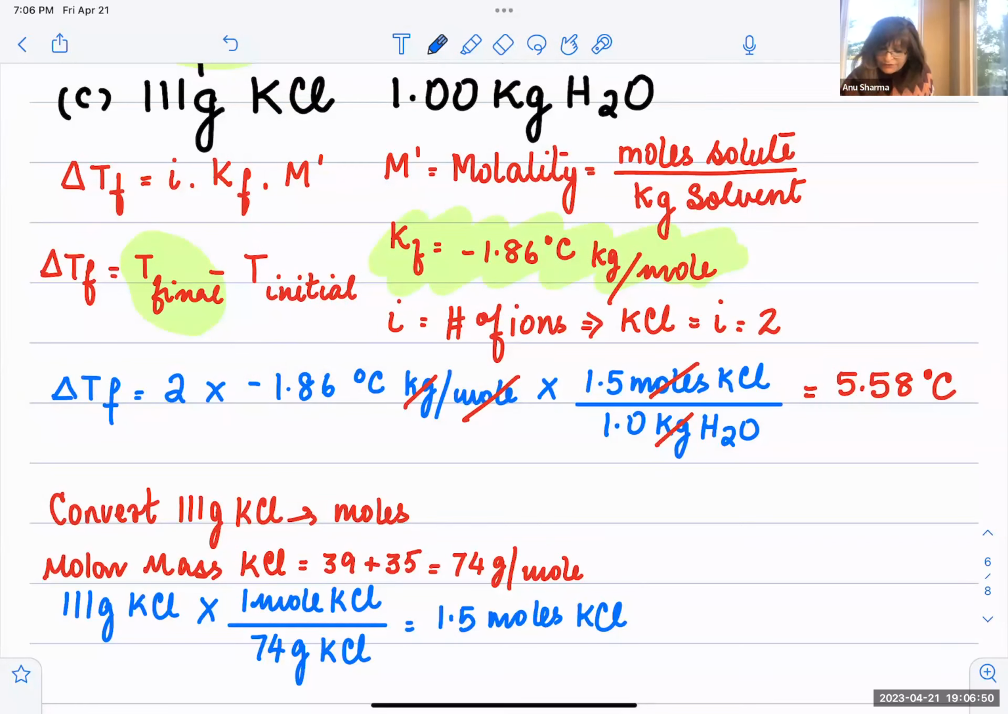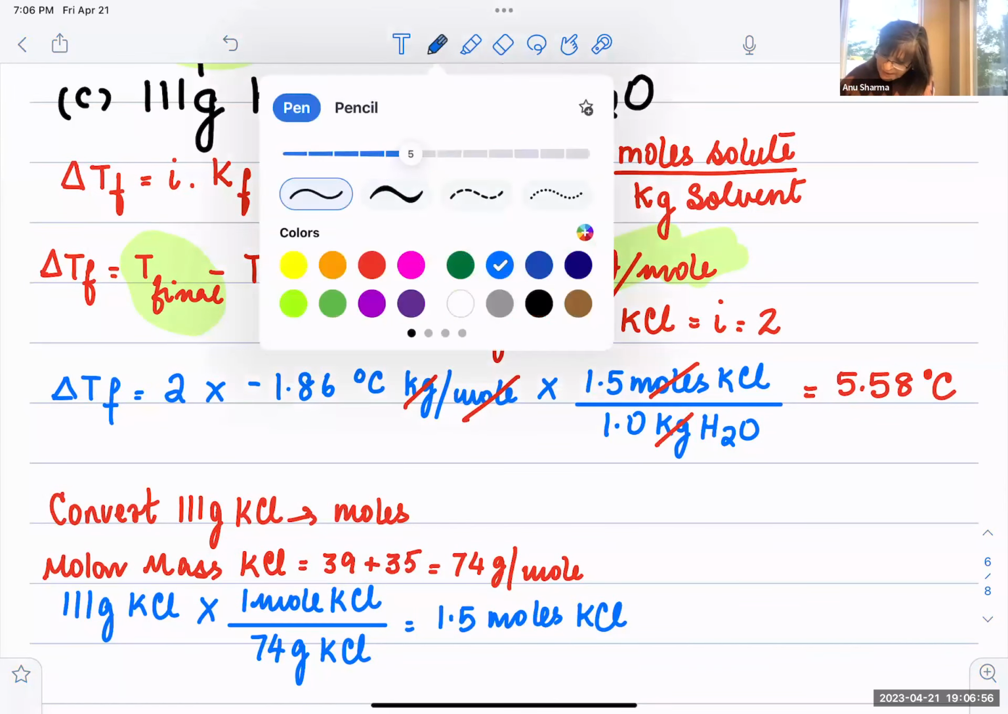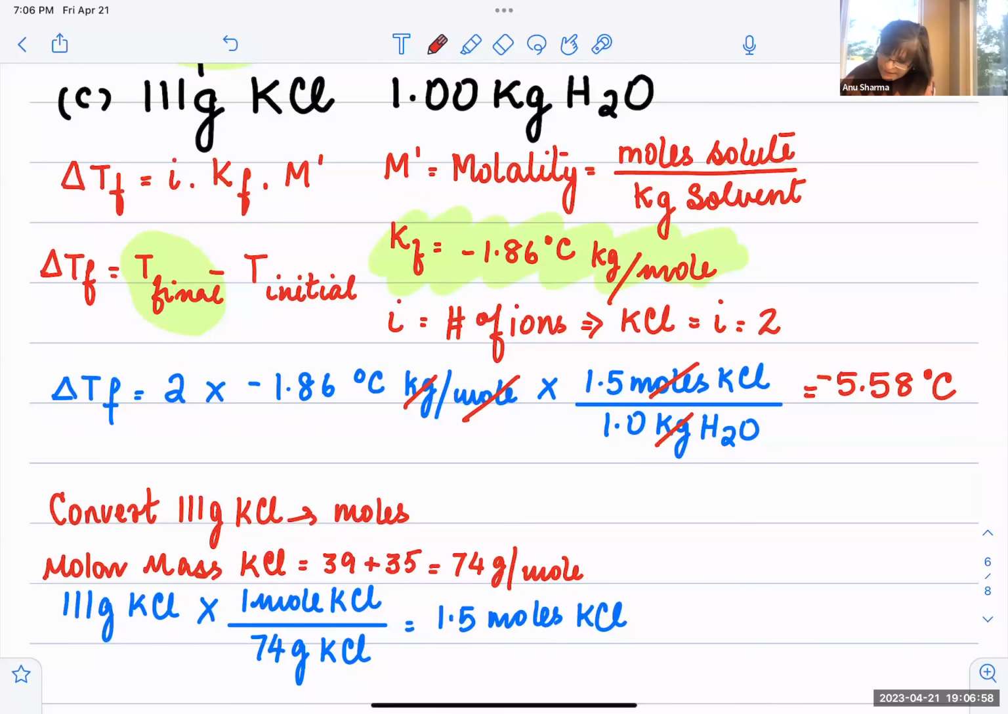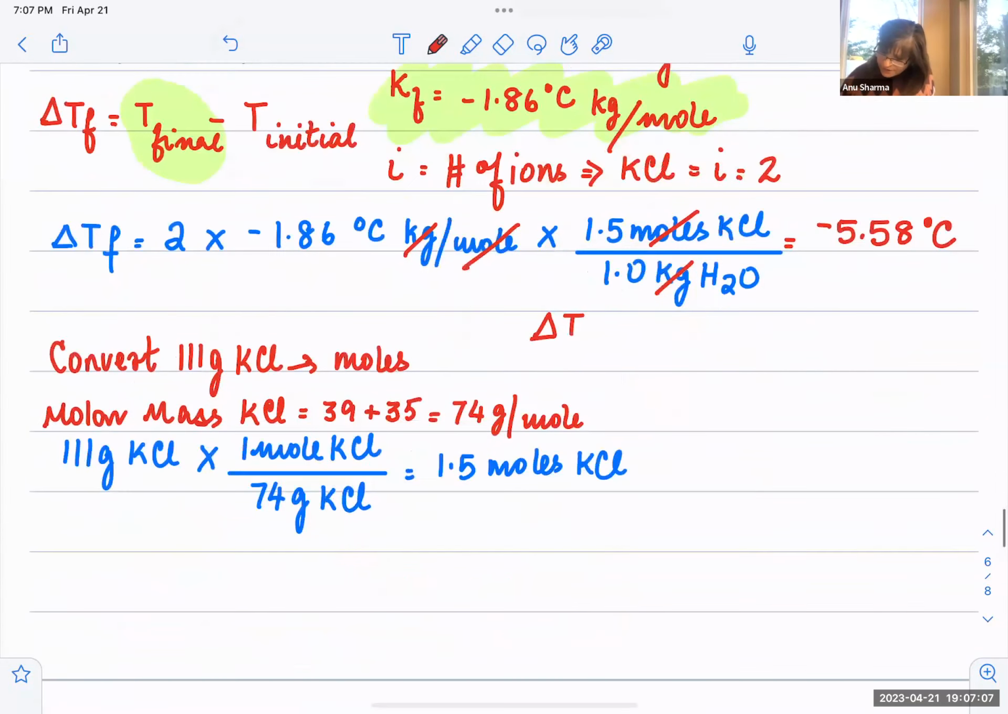Okay, so what is the final freezing point? Interestingly here, this is negative. This will still be negative, and it makes sense also. This is equal to negative. So this is delta T. Do I have the space here?